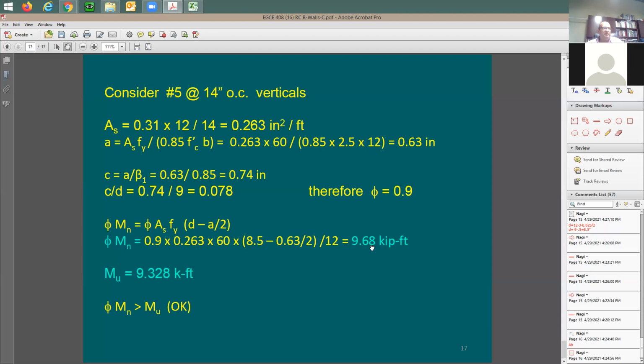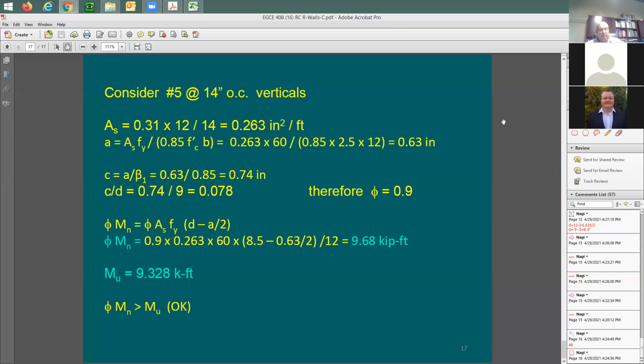Now look what happened. Phi Mn now becomes 9.68 kip-foot. The demand is 9.3. Now this is going to be a good design. So the reinforcing bars provided in this retaining wall is going to be number 5 at 14. Number 5 at 16 was not good enough. Any questions? No questions here. All good.